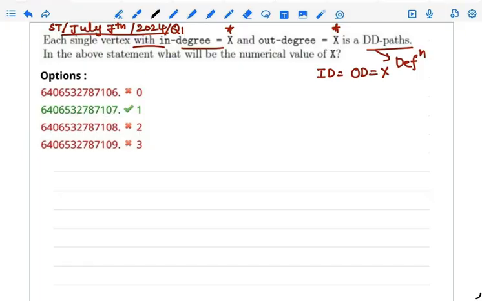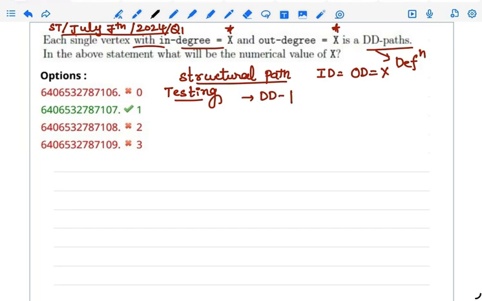The DD paths are related to structural path testing. So in the structural path coverage criteria, we use DD paths, that is definition to definition paths.